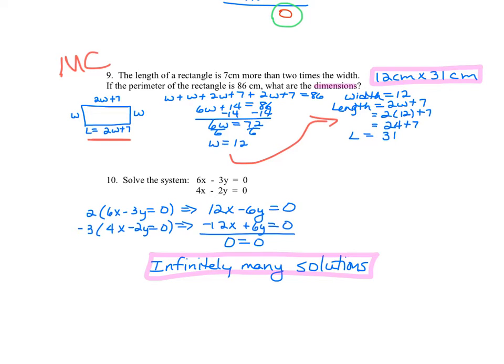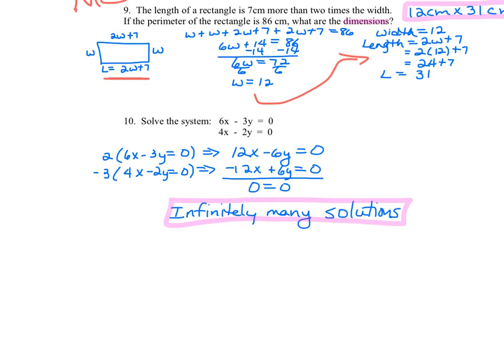Number 10, this one is solving the system. Now, when it says solve the system, if it doesn't specify a method, you can choose whatever method you want. So keep in mind that when it says solve the system, you could do substitution, you could do elimination. Technically, you could graph them to see the ordered pair. But the problem with graphing is if you don't have graph paper, it might be hard to get the precise point.